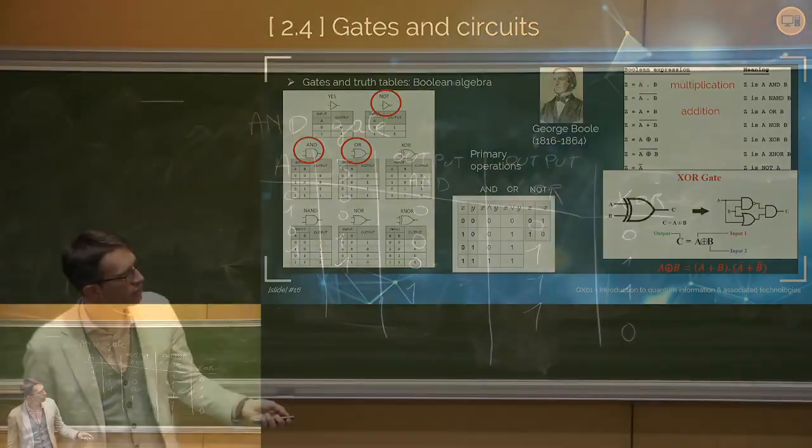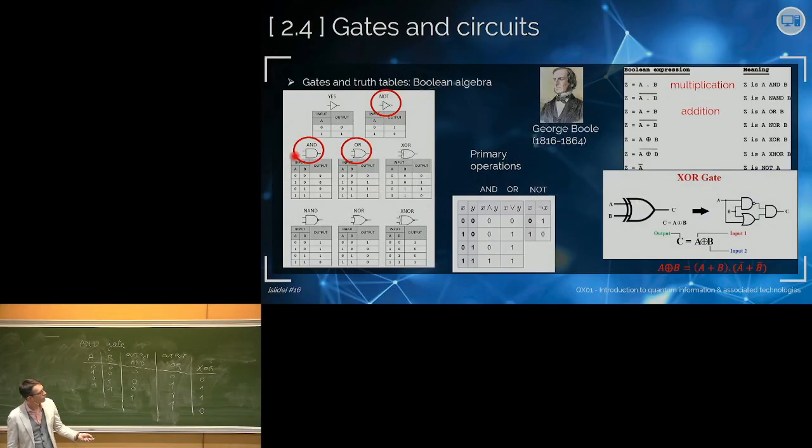So I highlighted the three, AND, OR, and NOT, because they are actually the primary operations. What it means is that out of these three, I can construct any others. So for instance, the XOR gate, which can be written like this, A, B gives C.